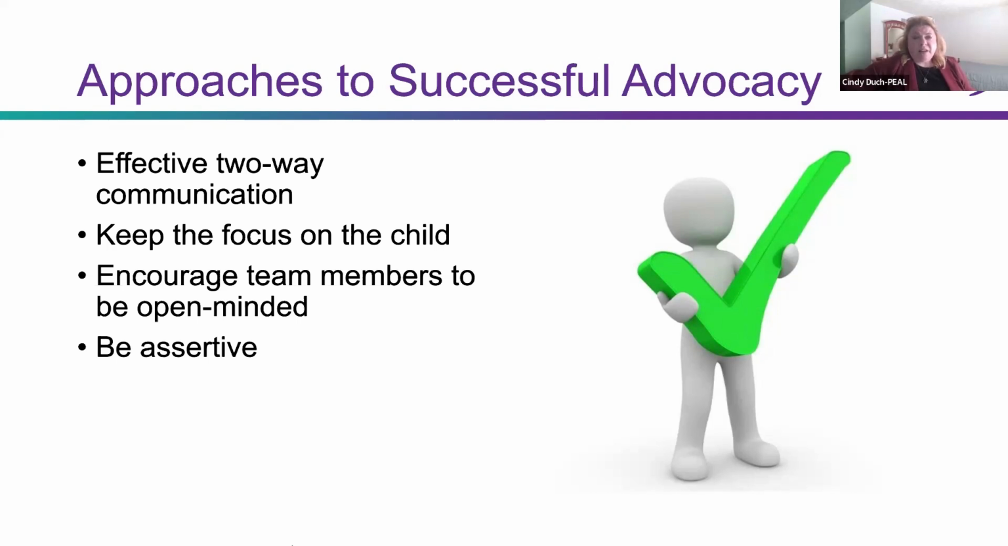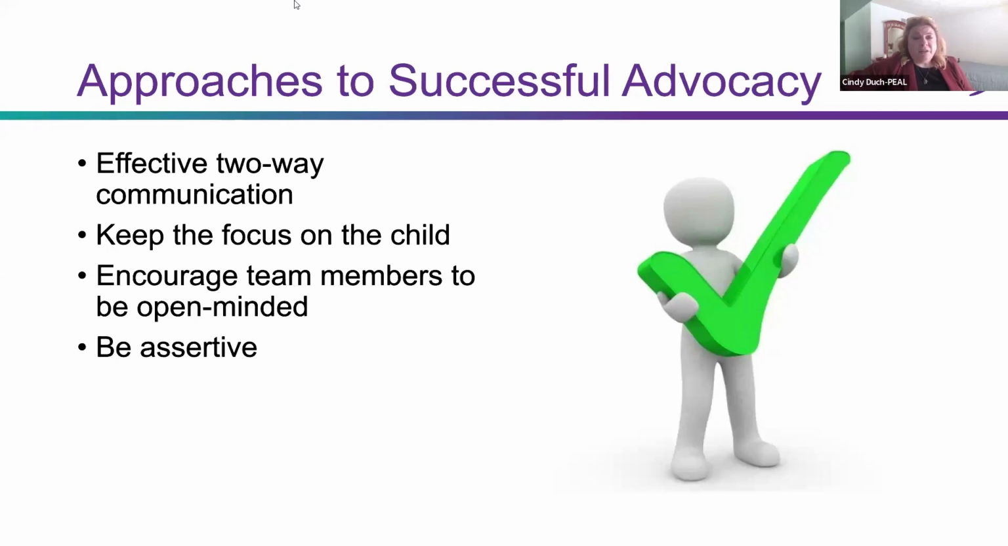So that effective communication, what's the best way to communicate? As a parent, you may have a specific way you like to communicate. Maybe it's texting. So let that be known to the other folks on the IEP team that this is the most effective way to communicate with you, whatever way that might be.